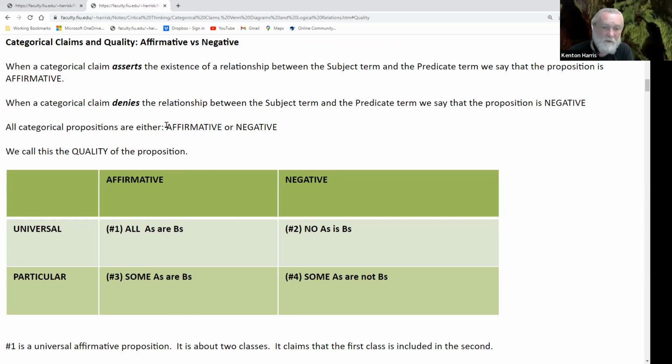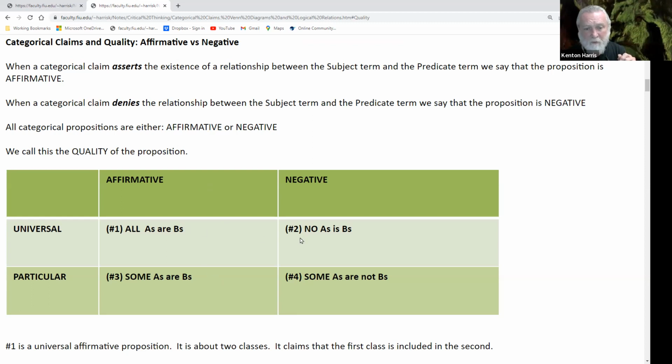So notice when I say all A's are B's, I'm asserting there is a relationship between A's and B's. Or when I say some A's are B's, again, I'm asserting a relationship between the two classes. But when I say no A's are B's, I'm denying a certain relationship between these two classes. Likewise, when I say some A's are not B's, again, I'm denying. So now we have our four categorical claims. All A's are B's, no A's are B's, some A's are B's, and some A's are not B's. Those are our four claims.